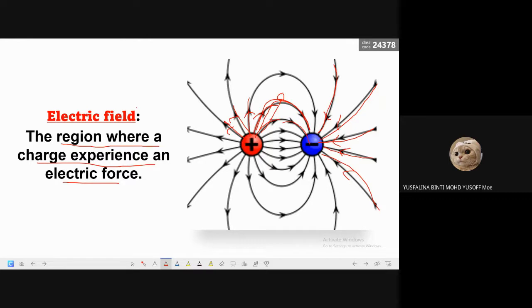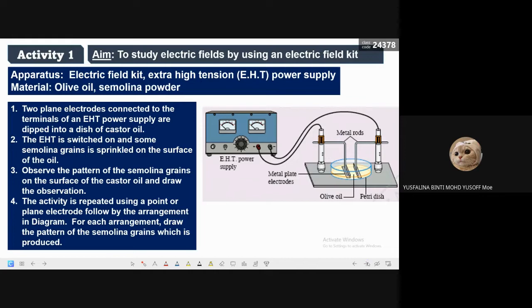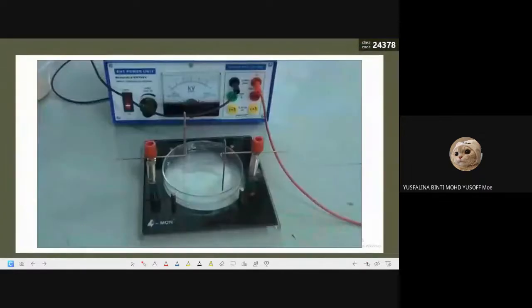So the meaning of the electric field: whenever they use the word field, there must be the word region. Later you will learn about the magnetic field, which is also a region. Every time they use the word field, the meaning should have the word region. So it is the region where a charge experiences an electric force. That's the meaning of the electric field. This is a simple experiment to show the electric fields, positive and negative.